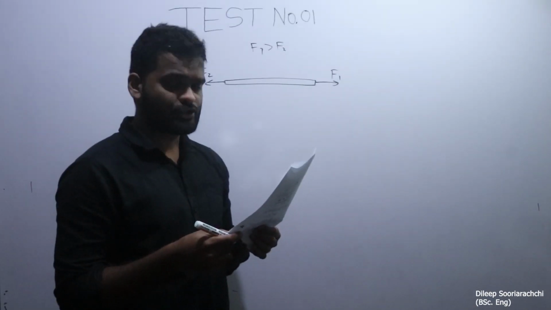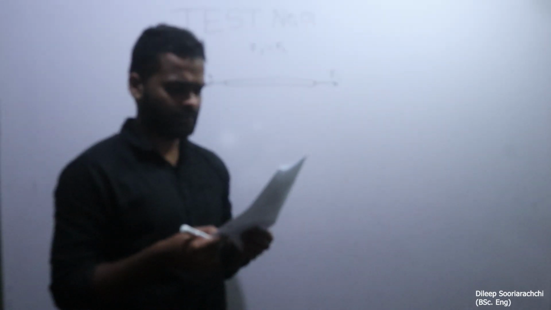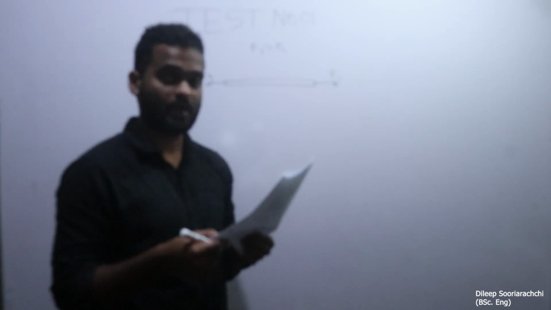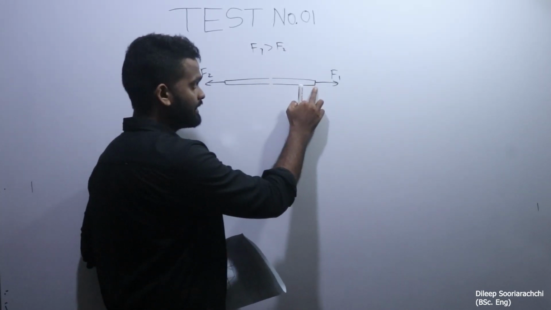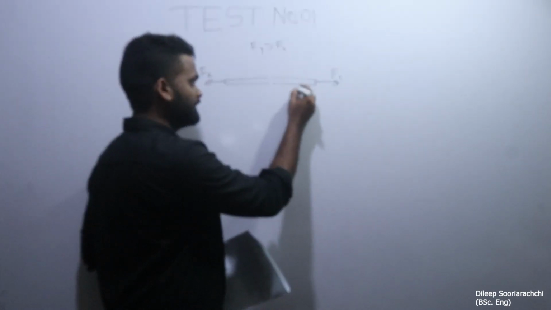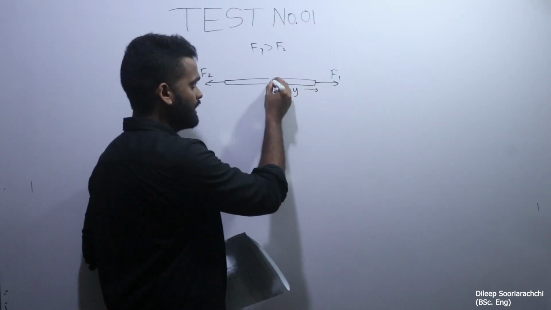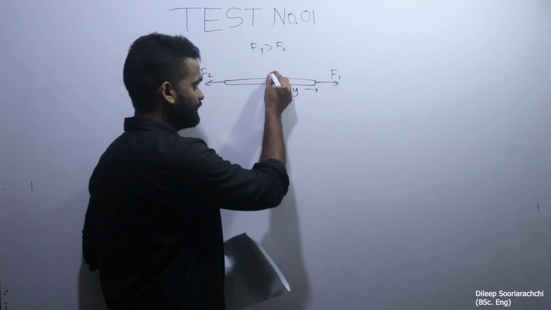Then they are asking for the tension at a distance y from the end where the F1 force is applied. So this is the point where the F1 force is applied. Then they are asking for the tension at a distance y.